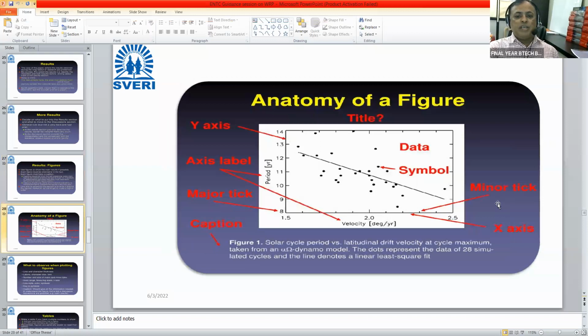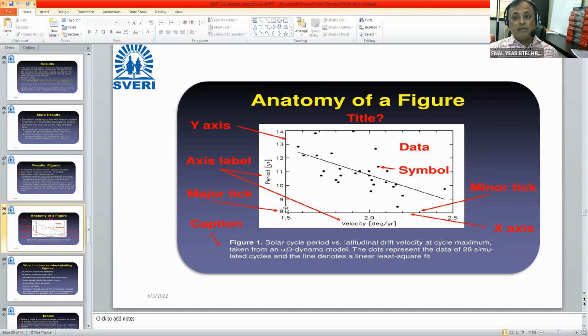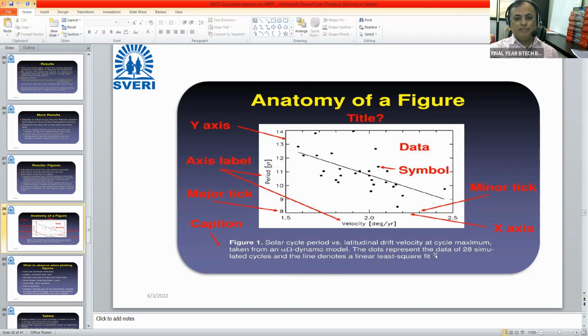Then the major tick and minor tick have to be there. जो आप select करते हो ग्राफ का, what you say about that, the axis, it should be properly written, and the caption of the figure should be exactly below the figure. Okay, this is very important. This is the anatomy of the figure.